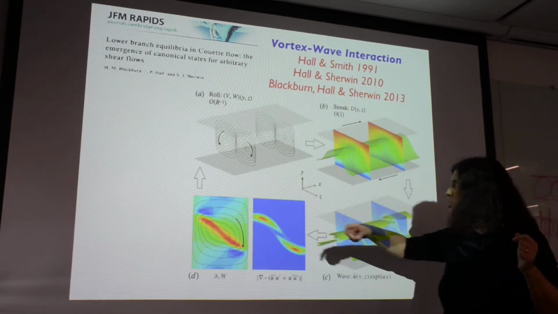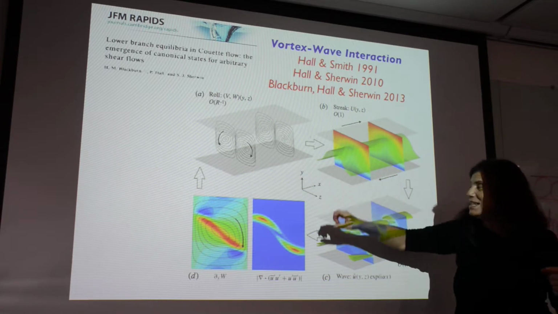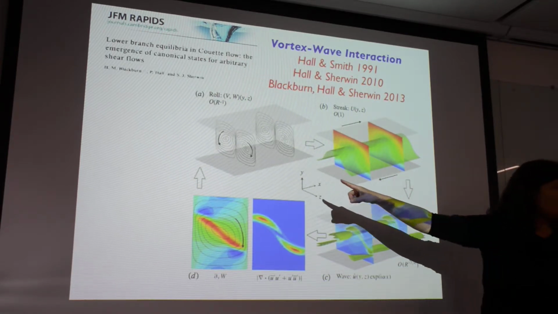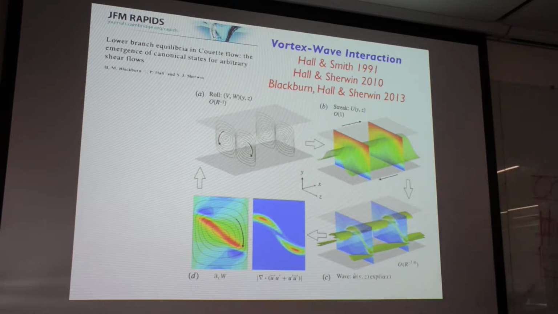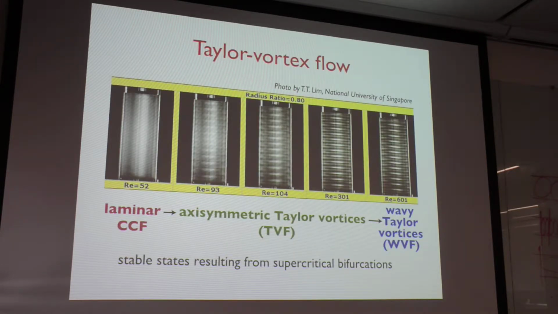Not only do you have Taylor vortex flow, but the vortices become wavy, just like those. And this is now the truth. These are stable, steady states that you can observe in the lab. They're not something that you have to do calculations on and do theory. They're all observable. And here are stills of it, better than the movies I found.